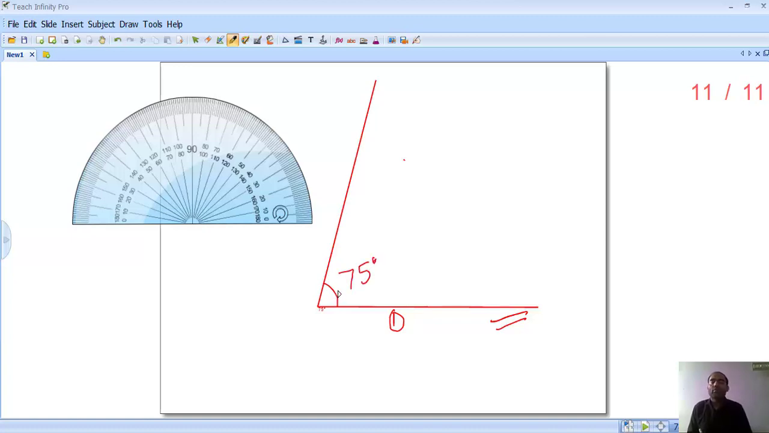Now I think you have understood how to measure an angle, and in the next class we will learn how to draw an angle. That will be very easy.